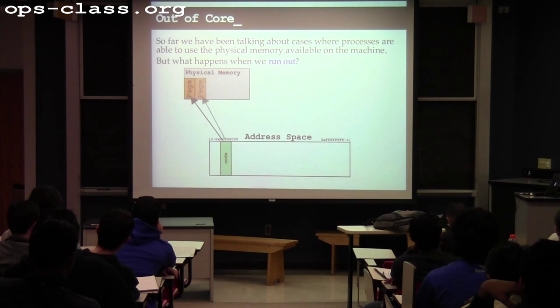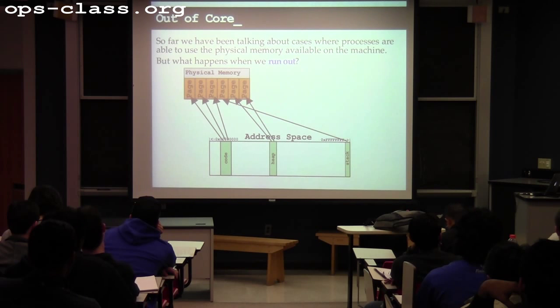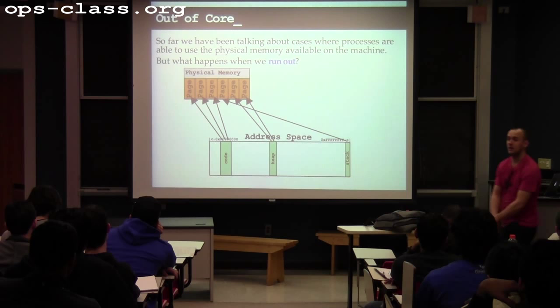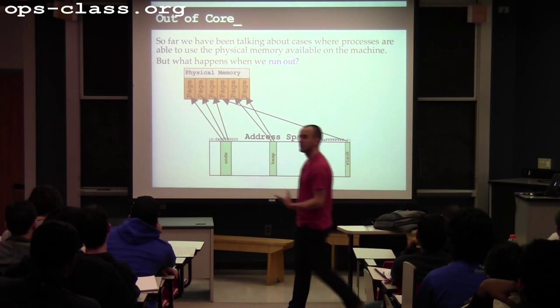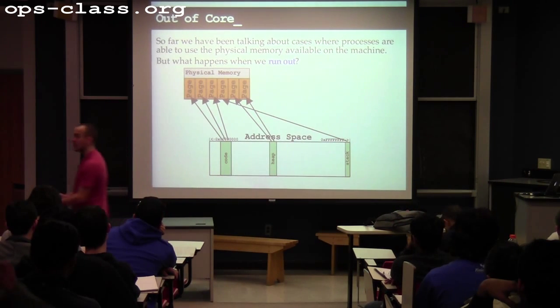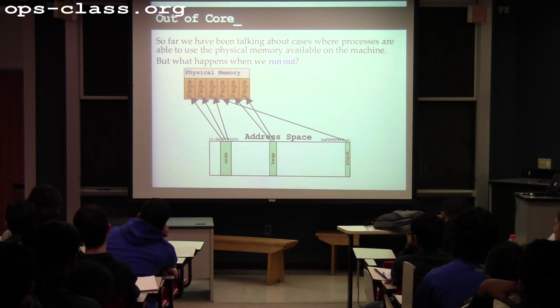So anyway, at some point we run out of memory, and we'd like to be able to move memory. We might be able to create more memory by removing some of the pages that are located in memory and putting them somewhere else, right? So where do these go? What do we do at this point?